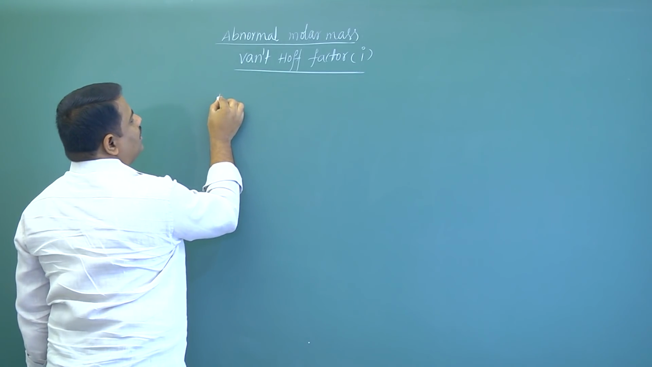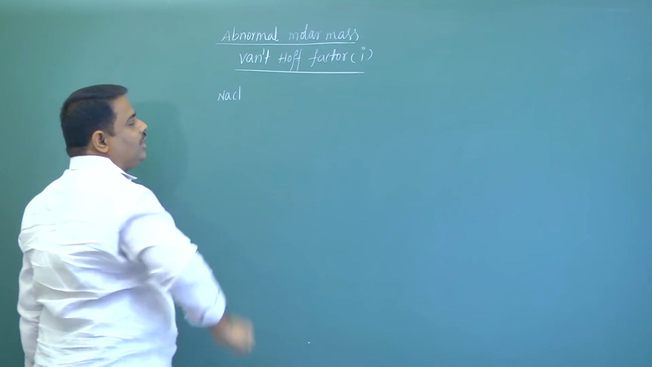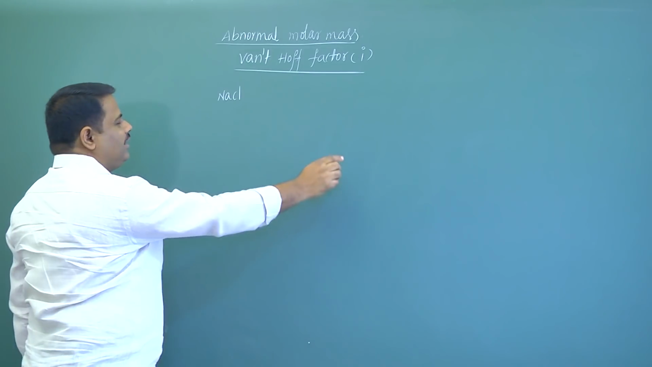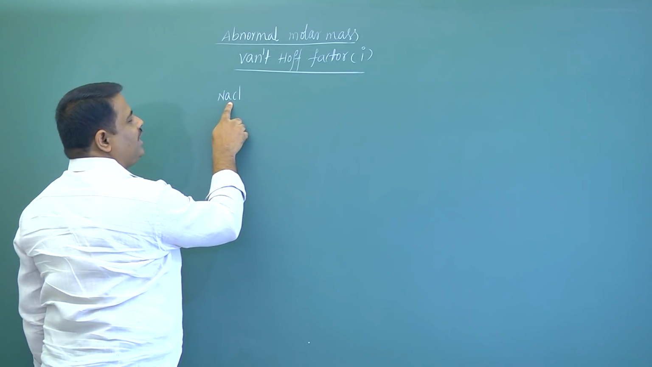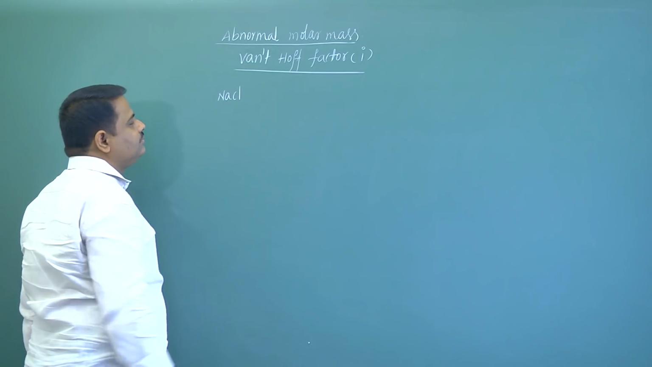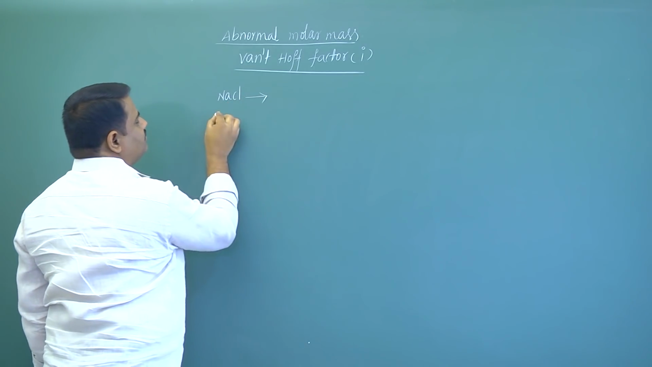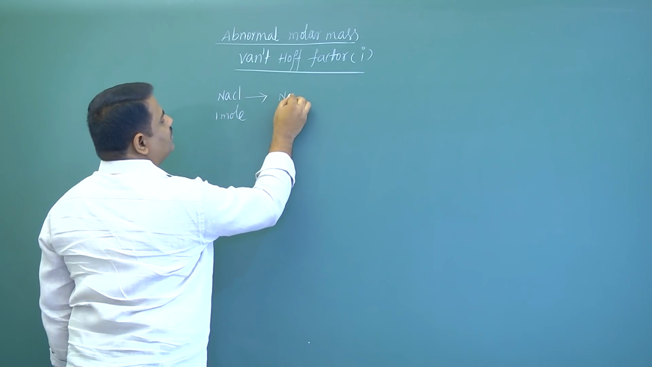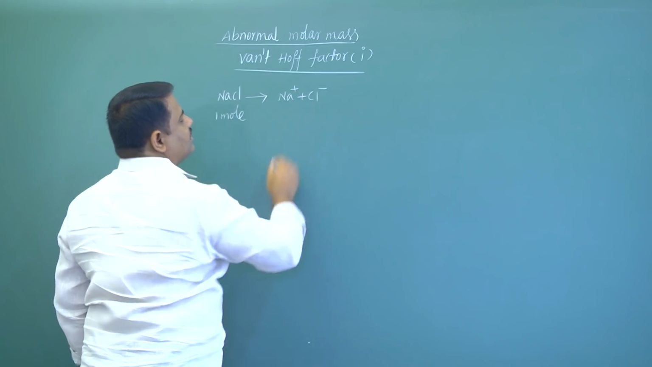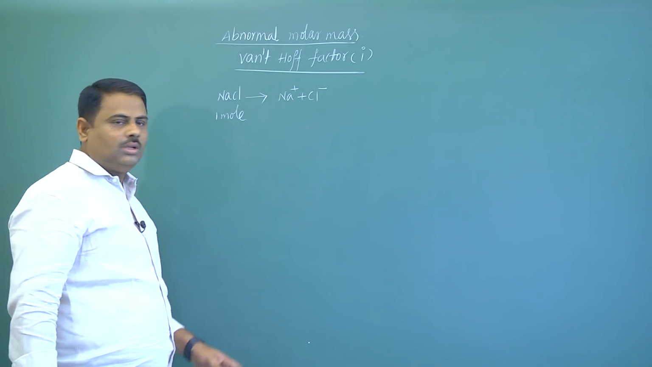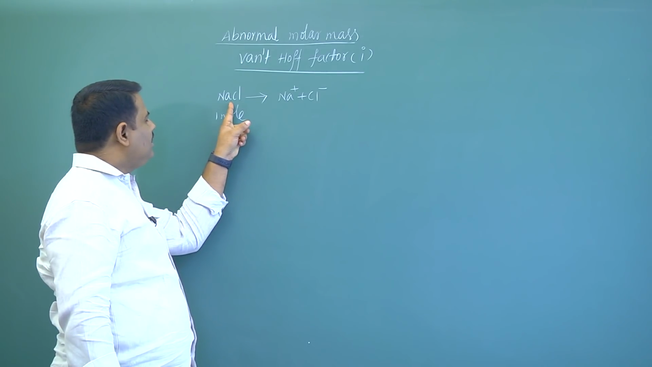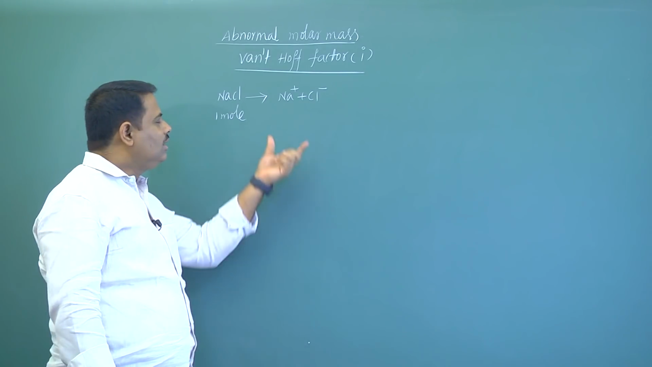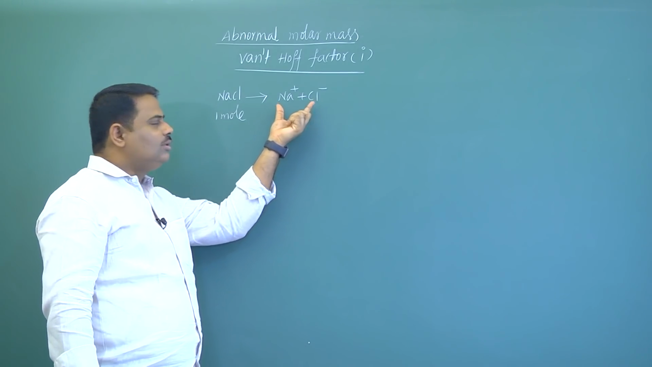Suppose I am going to prepare sodium chloride solution. Initially, 1 mole of sodium chloride is added to water, then we will get 2 moles of ions, because NaCl is a polar compound. After addition of this compound to water, it dissociates into 2 ions.